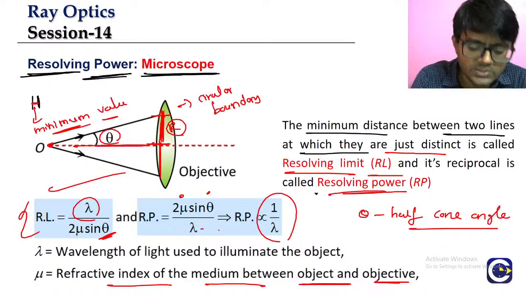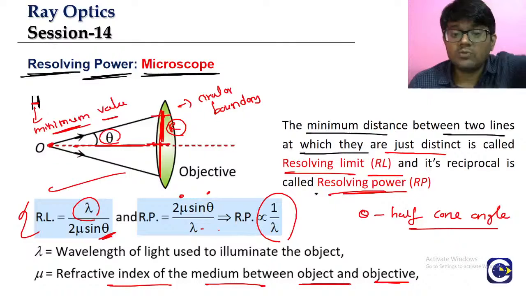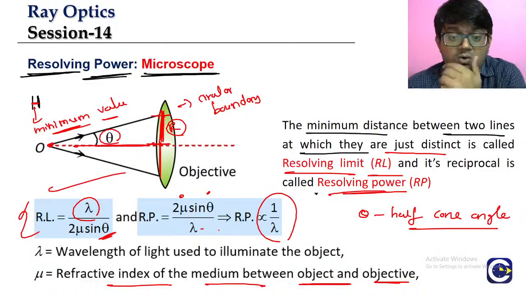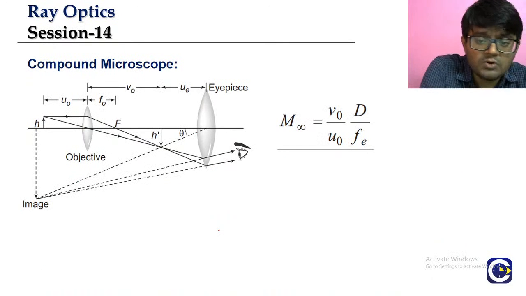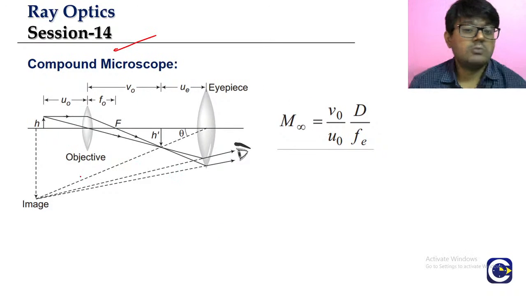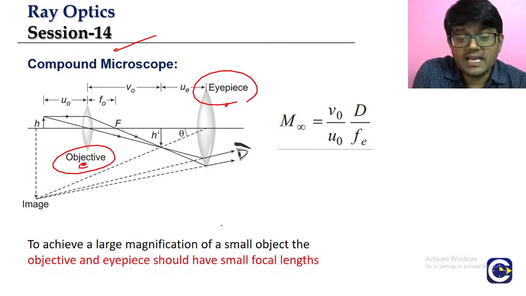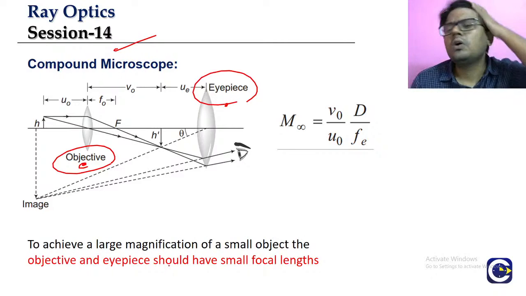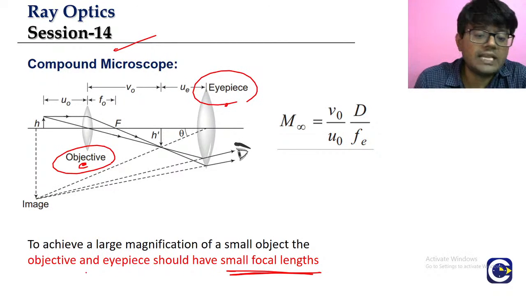So here we look at the resolving power more like a result, and we will be able to get some more clarity on the resolving power when we go to the wave optics part. Now the other thing is, when we talked about the compound microscope, we have been mentioning the characteristics of these two lenses. One is the objective, second is the eyepiece. Both of them should have smaller focal length values.